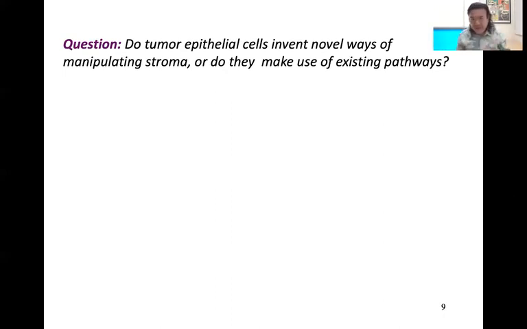Do tumor epithelial cells come up with novel ways of manipulating the stroma, or do they actually make use of existing pathways that the stroma is already sort of geared up to perform? I think you should probably already know where this is going, right?